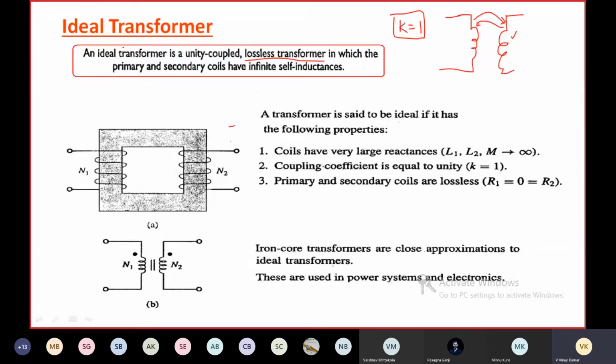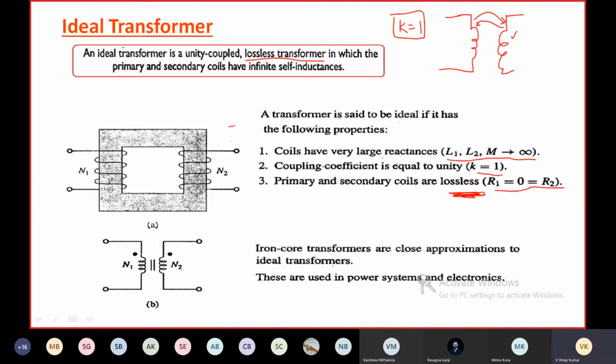So in an ideal transformer, K is equal to 1 and it is lossless. Means R1 is equal to 0 and R2 is equal to 0. R1 is the resistance of the primary winding, and R2 is the resistance of the secondary winding. Having no resistances, R1 and R2 will be 0. K is equal to 1. L1, L2, M will be infinite.